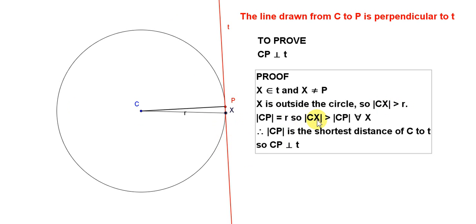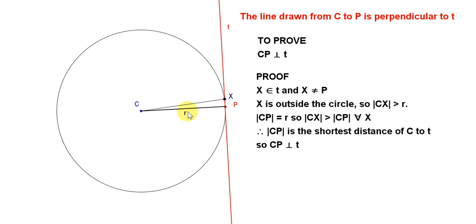So that means that the distance of C to x is greater than the distance of C to P for all x, where x is any point on the tangent other than the point P. So x can't be point P. So we can see that the distance of C to x is always greater than C to P, no matter how close x is to P. This symbol here just means for all x.